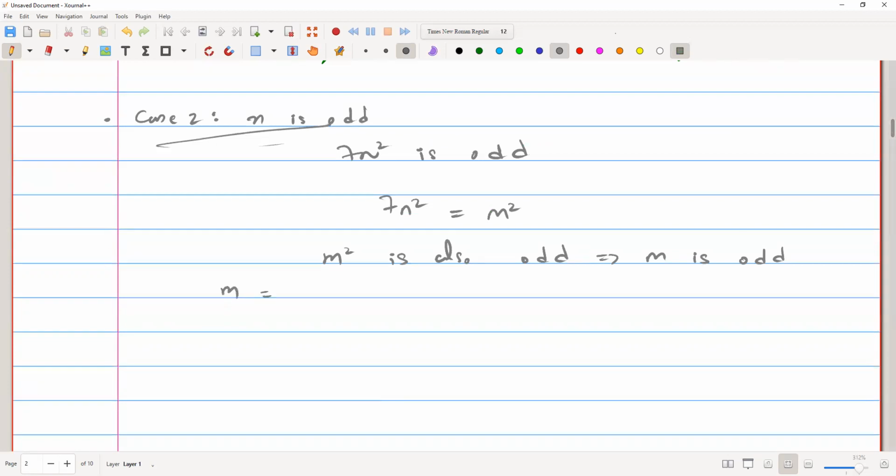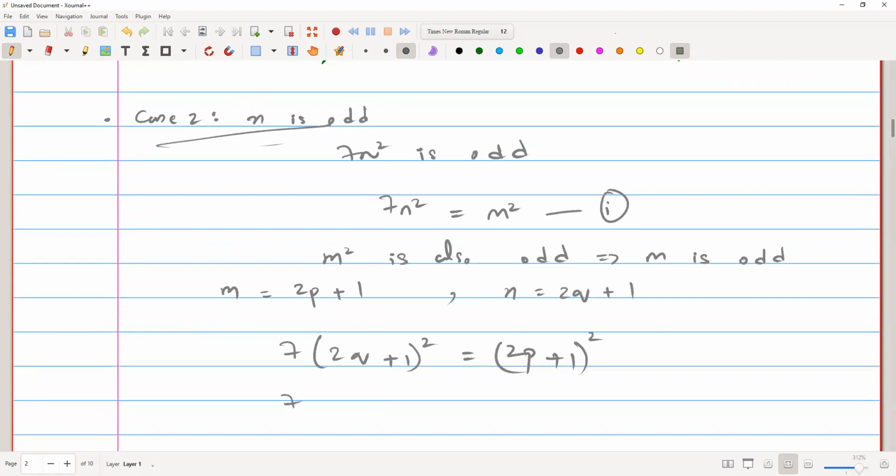So we can write m equals 2p plus 1, which means 2 times some integer plus 1, this will always be odd, right? Any integer, if I multiply 2 with it, will be an even number, and even number plus 1 is odd. And n equals 2q plus 1. Now plug here in this equation number 1. So we will get 7 times (2q plus 1) squared equals (2p plus 1) squared.